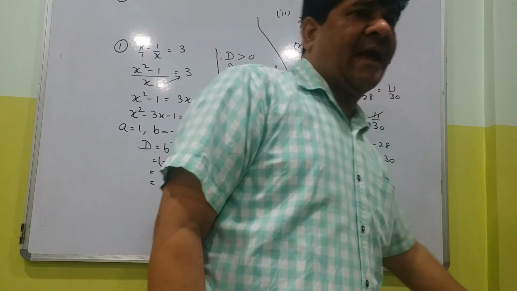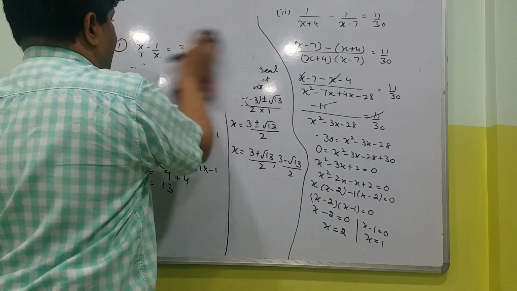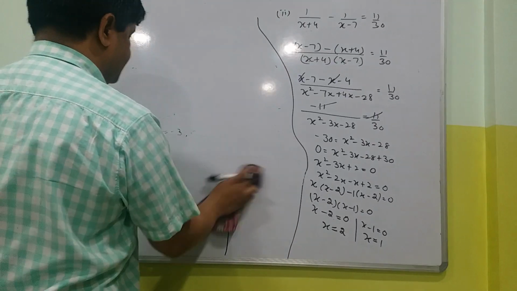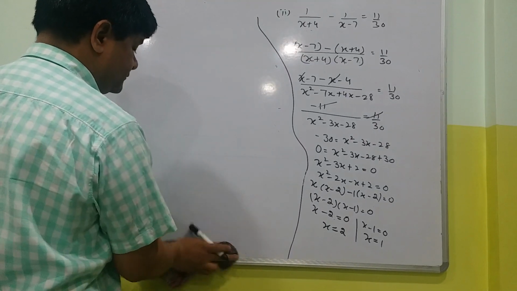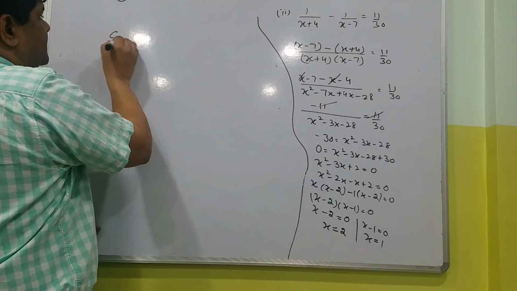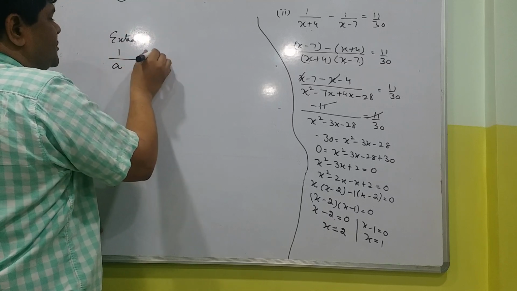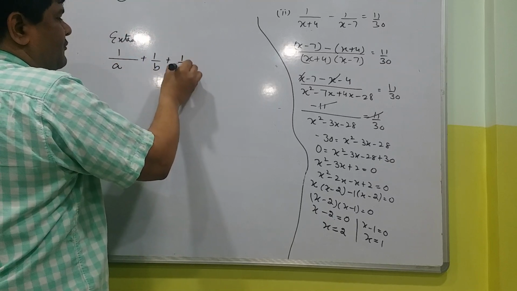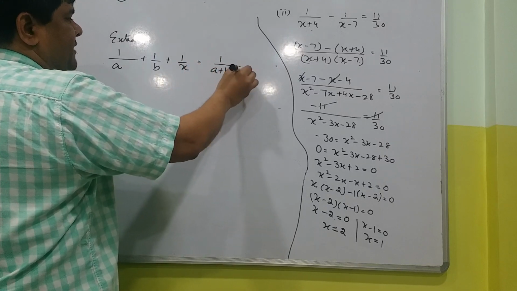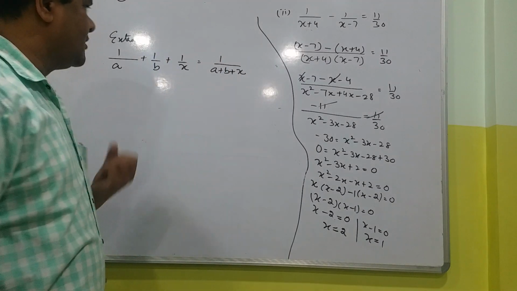There are certain extra sums. One of them is a very important sum like this. One extra sum: 1 over a plus 1 over b plus 1 over x equals 1 over a plus b plus x, where x is a variable, and a, b, c are constants.